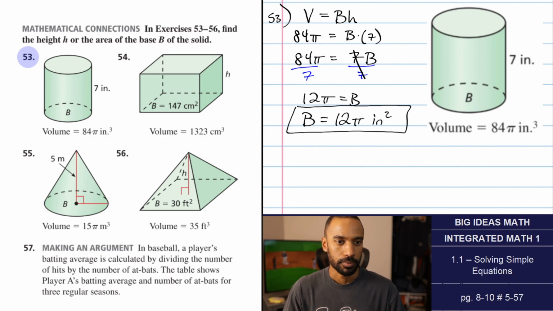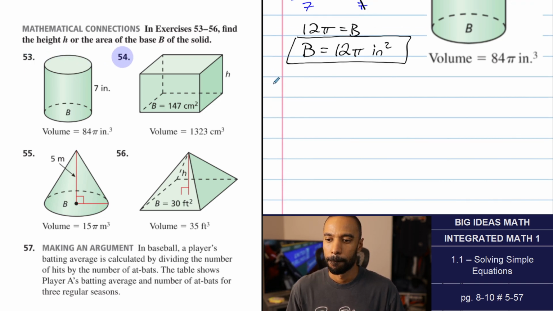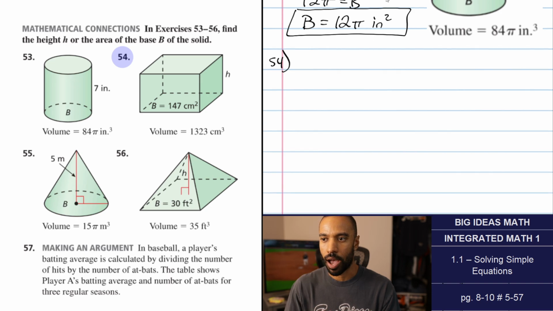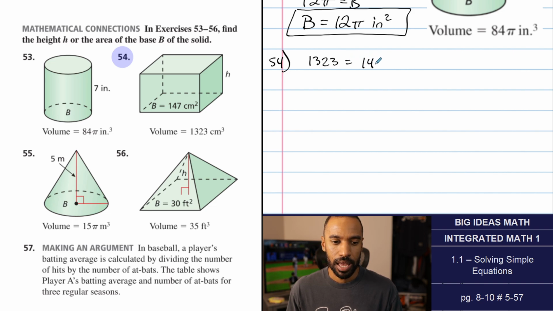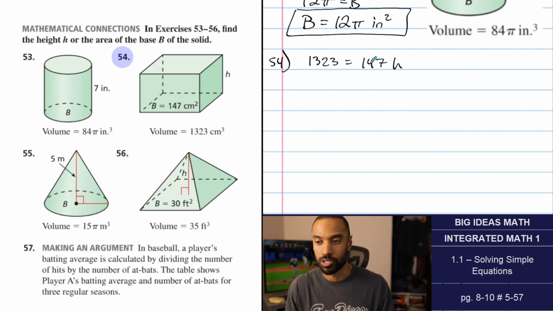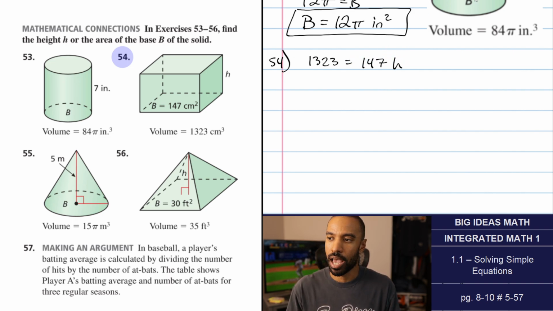Number 54. I'll leave the figure on that side of the thing, because I'm not doing anything with it. This time, again, volume for a prism. Volume's area of base times height. So volume equals area of base times height. You'll notice the area of the base has square units, square centimeters. Height will just be in centimeters. I'm going to divide by 147.